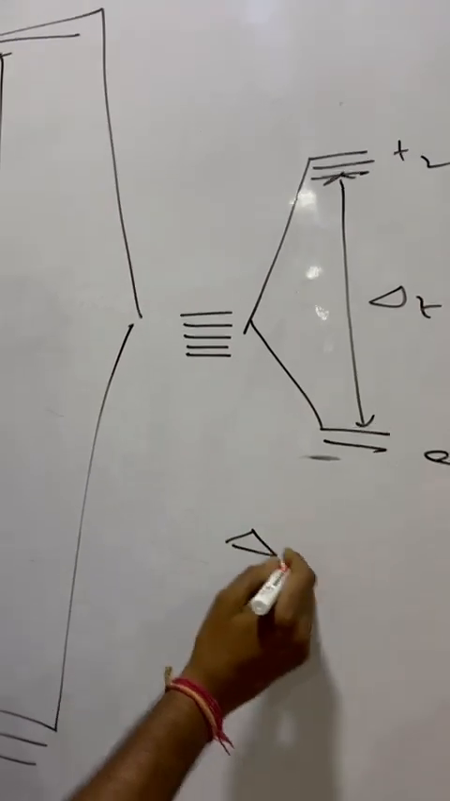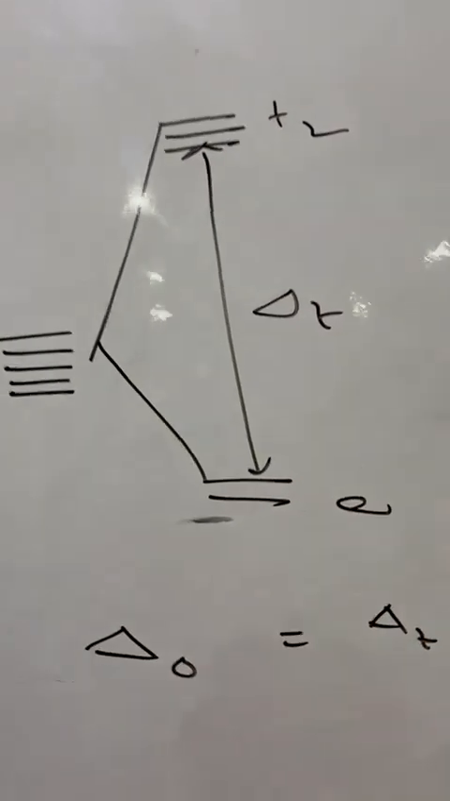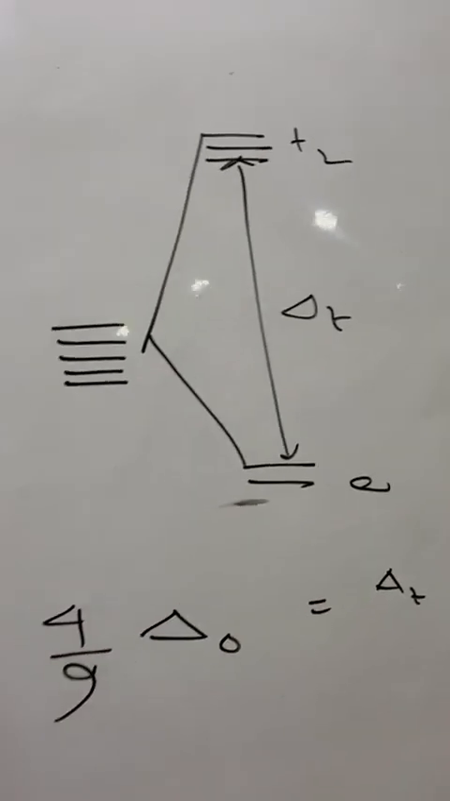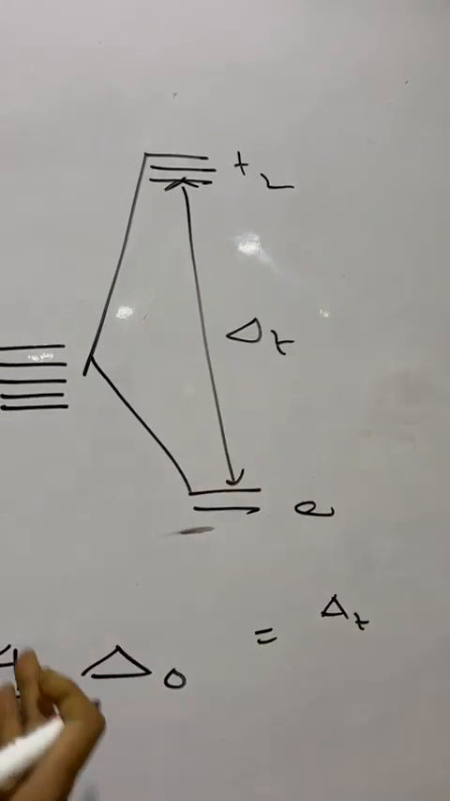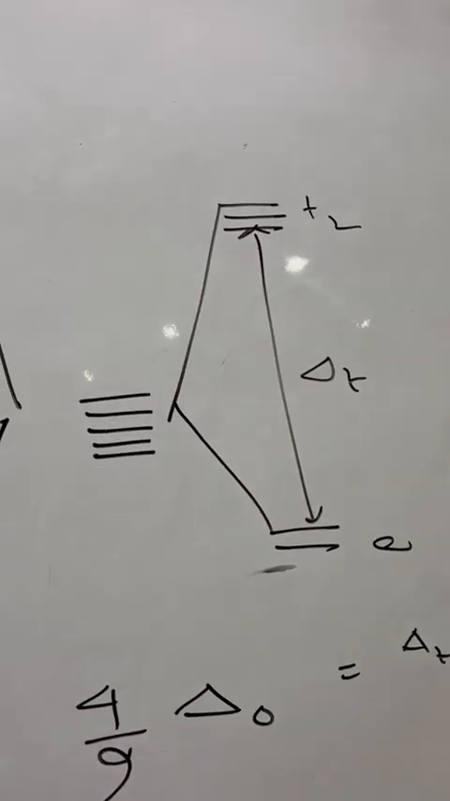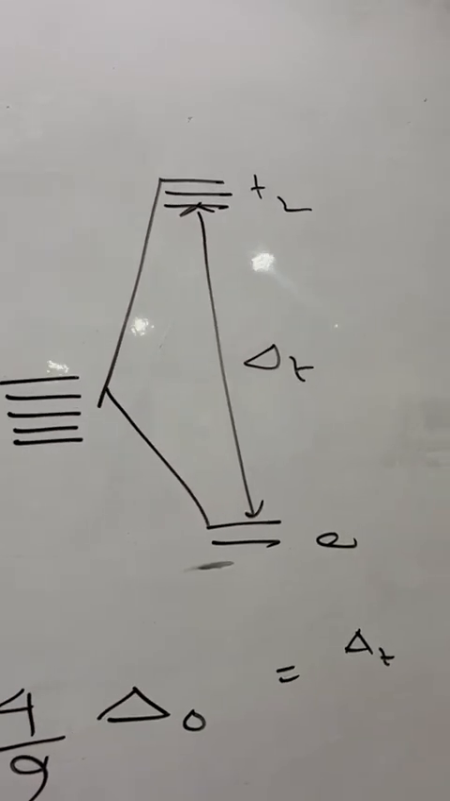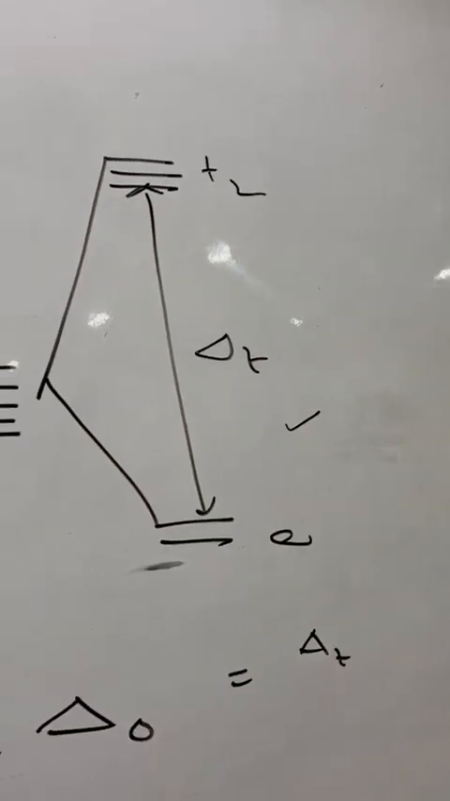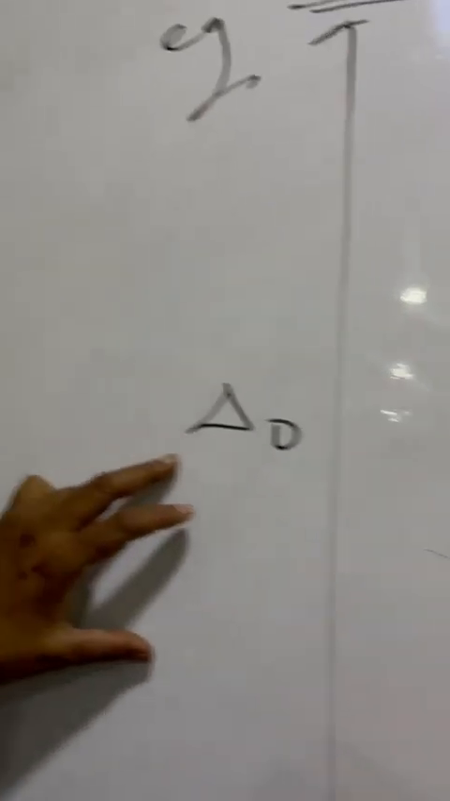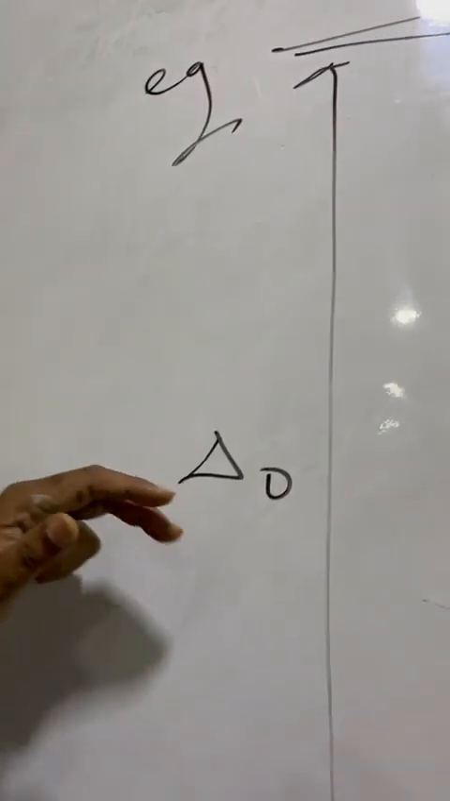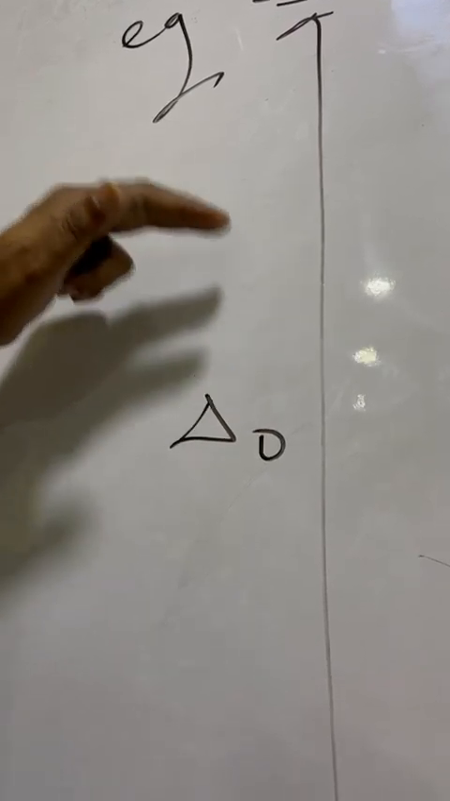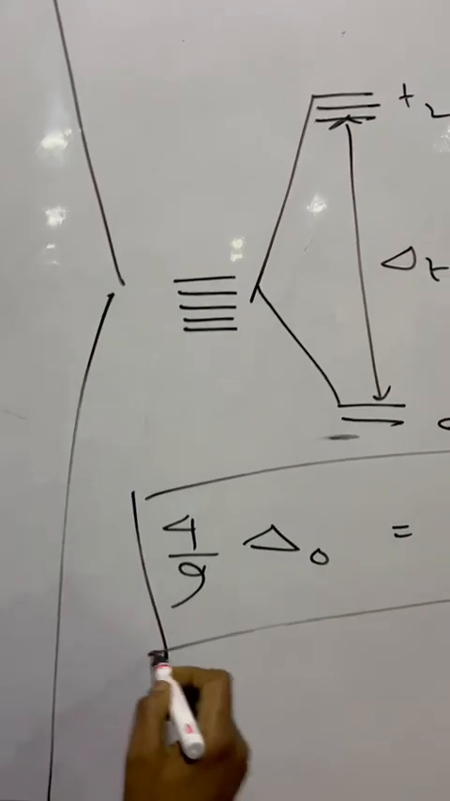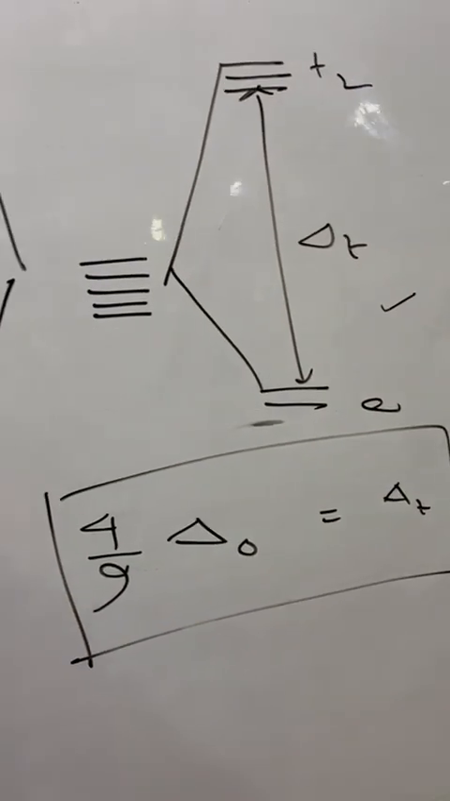So tetrahedral splitting and octahedral splitting, if I write, delta T is 4/9 of delta O. That means delta T is almost half. This is simply because in case of a tetrahedral complex, 4 ligands are approaching the central metal. In case of an octahedral complex, 6 ligands are approaching. So 6 ligands will create a greater gap between the 2 sets of d orbital compared to this one. So that is the reason the octahedral splitting is much higher than the tetrahedral splitting.